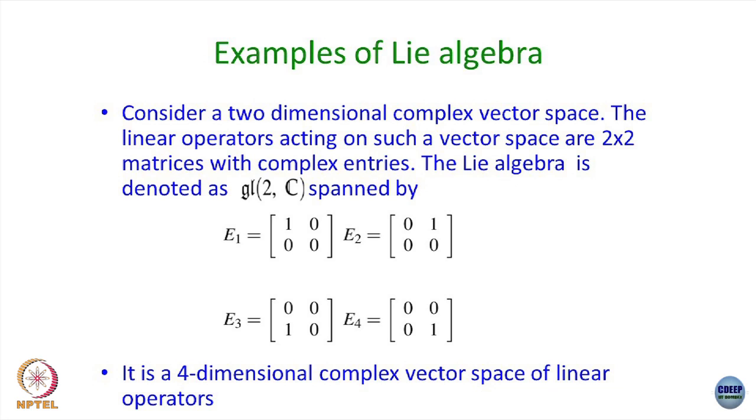So, if you want to say what it is in real notation, I will write E1, E2, E3, E4. On top of it, I will write another 4 where 1 is replaced by i. Okay. Using those 8 matrices, I can generate any arbitrary general linear 2 cross 2 matrix with complex entries. Clear? So, in that sense, it is a 4-dimensional complex vector space.